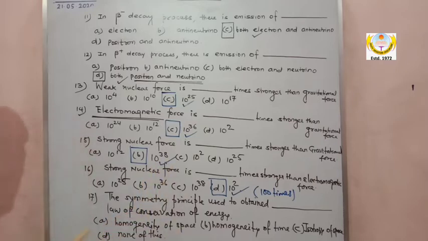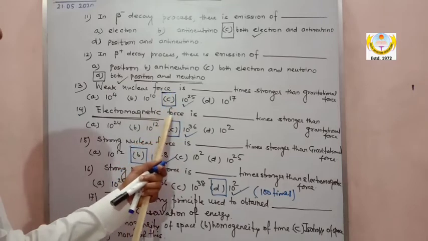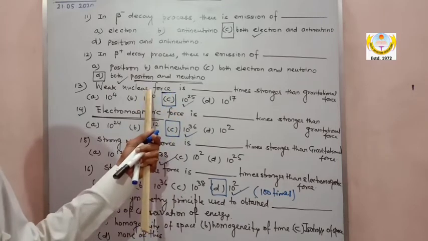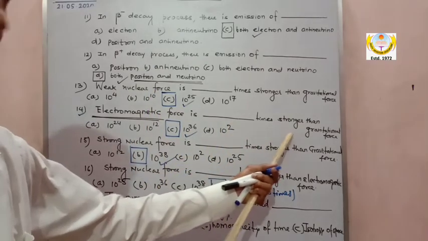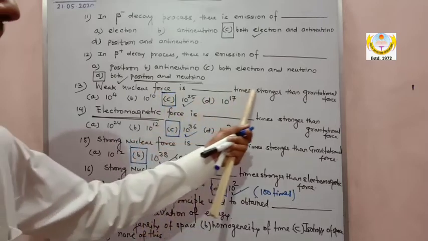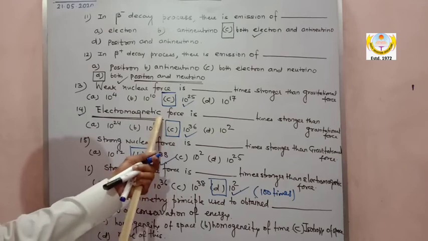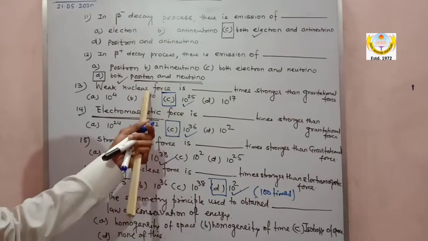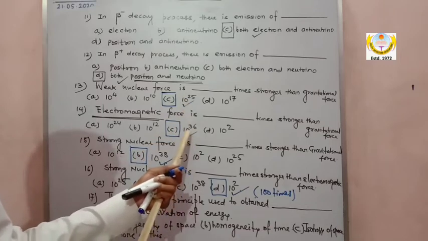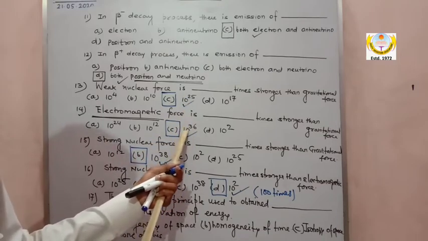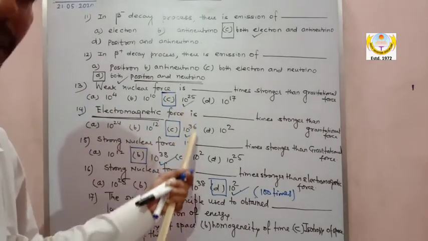Now my dear, you can have more options also. The electromagnetic force is how many times stronger than the weak nuclear force? This can be a question. The electromagnetic force is 10 power 36 times stronger than the gravitational force, and the weak nuclear force is 10 power 25 times that of the gravitational force. So among these two, the electromagnetic force is stronger, and it is stronger than the weak nuclear force by 10 power 11 times.